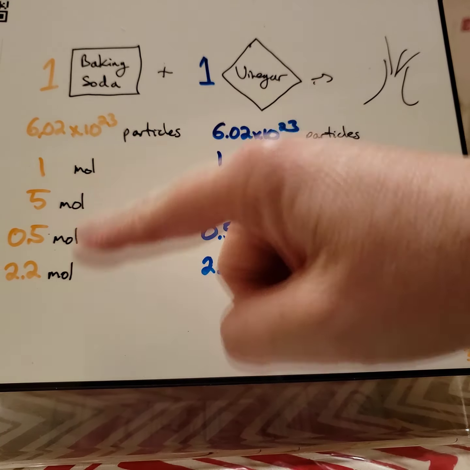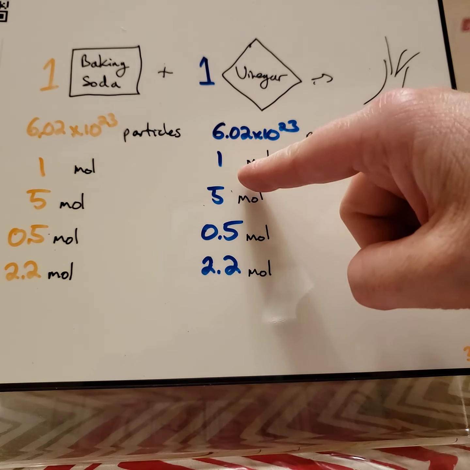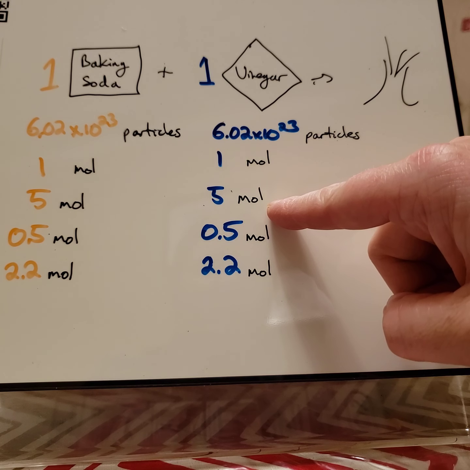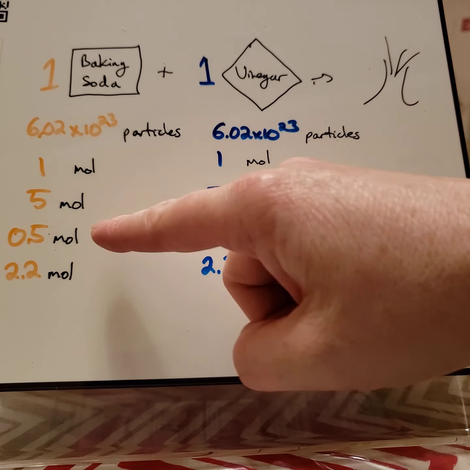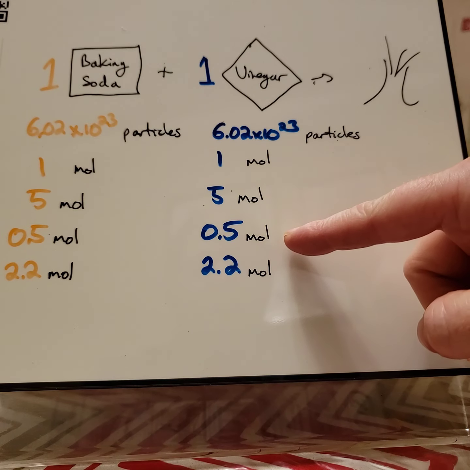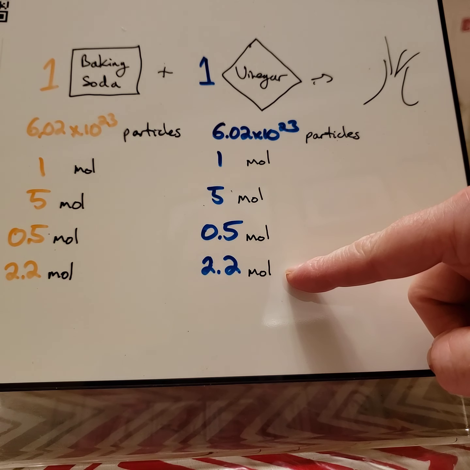All right, so this can, again, scale up the same way. So I can have that many particles. I can have 1 mole will react with 1 mole. 5 moles reacts with 5 moles. An interesting thing, once we're in moles, we can have half a mole, or we can have 2.2 moles. And the same thing applies. It would need half a mole of vinegar or 2.2 moles of vinegar.